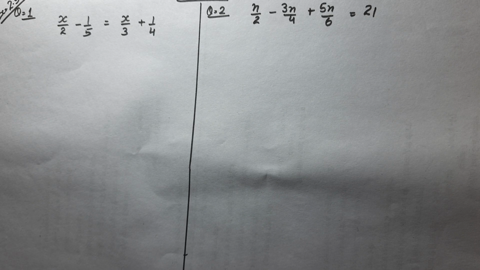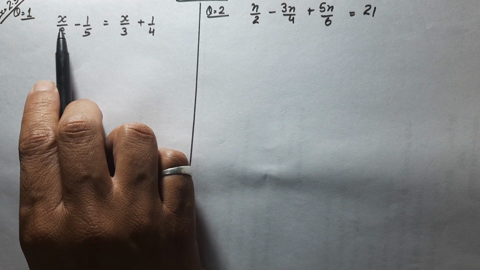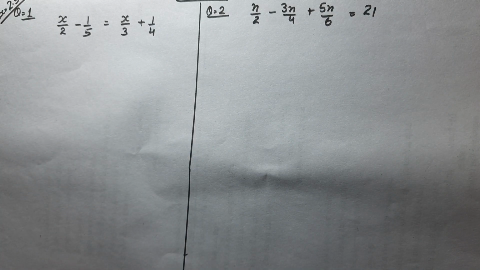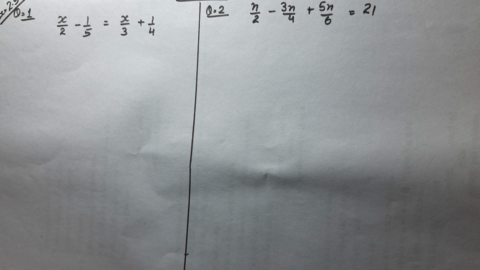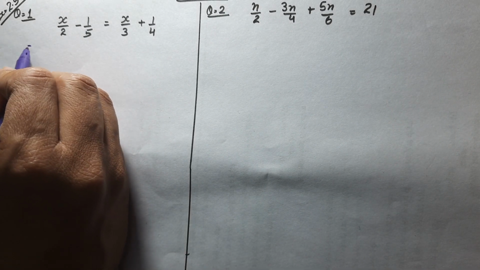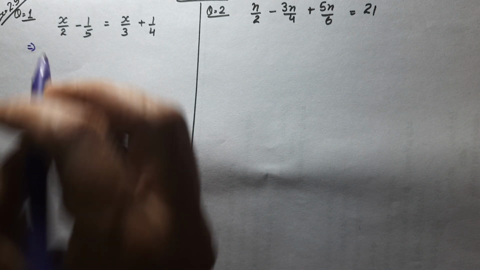Now we are starting with exercise 2.5. It also says solve the following linear equation. Means we will reduce them into the simplest form, simplify it, and find the solution. The question number 1 says x upon 2 minus 1 upon 5 is equals to x upon 3 plus 1 upon 4. First of all, we will take variable along the one side.